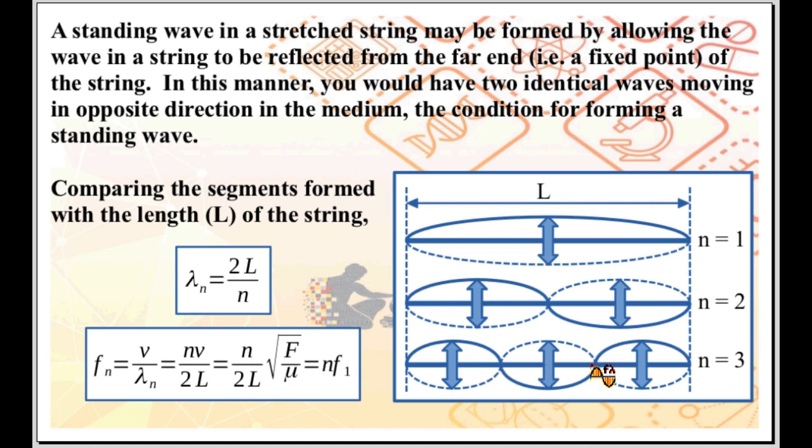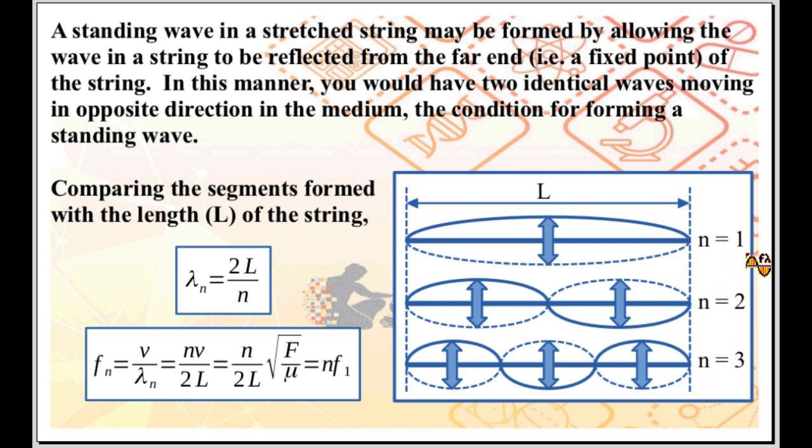Segments are formed in the string as a result. Comparing the segments formed in the string with the length of the string L, comparing the string with one segment, with two segments, and with three segments, and bearing in mind that for a standing wave, one segment is half a wavelength, we get lambda is equal to 2L over N, where N is the number of segments that are formed in the string.